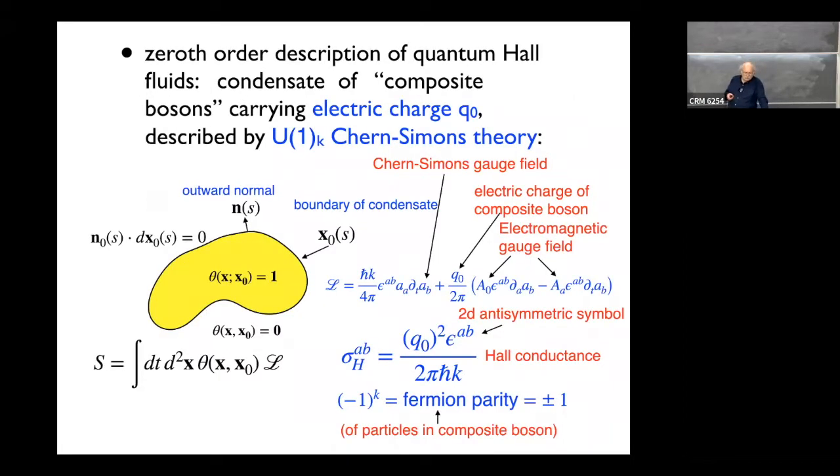So let's just quickly review the zeroth order description of quantum Hall fluids. The baseline description will be the topological field theory of U(1) level K Chern-Simons theory. And we can think of this system as having a boundary.